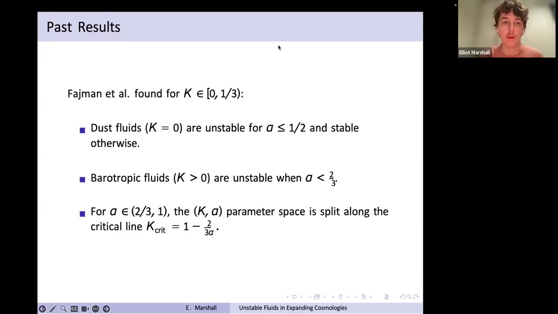So what did they find? Well, Feynman and collaborators looked at fluids on these fixed background spacetimes, so K between 0 and 1/3, and they found that dust fluids are unstable for a less than or equal to half, stable otherwise. Barotropic fluids, so K greater than 0 fluids, are unstable when a is less than 2/3. And then for our expansion parameter a between 2/3 and 1, this Ka parameter space is split along a critical line.